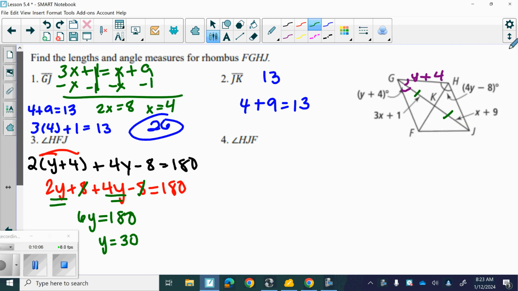So I know what G and H are. I just need to plug in. So let's do that, and then we'll actually answer the question. 30 plus 4 is what? 34. So each of those are 34, so the whole angle G is 68. And then for F, 4 times 30 minus 8 is what? 112. Good.